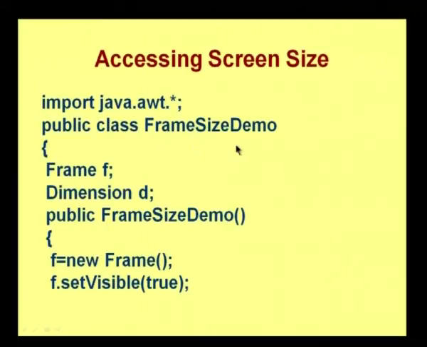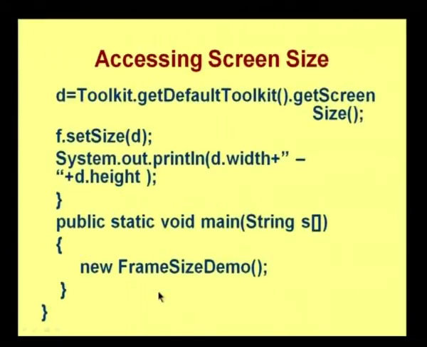We have public class FrameSizeDemo. I have a frame, and then a Dimension which has X and Y position, and in the constructor I am creating a new frame and making it visible. Next you can see here Toolkit. This is the class in which we have a method called getDefaultToolkit, and inside that we have getScreenSize. This getScreenSize method will get the current screen size, and this will be returned as an object of Dimension.